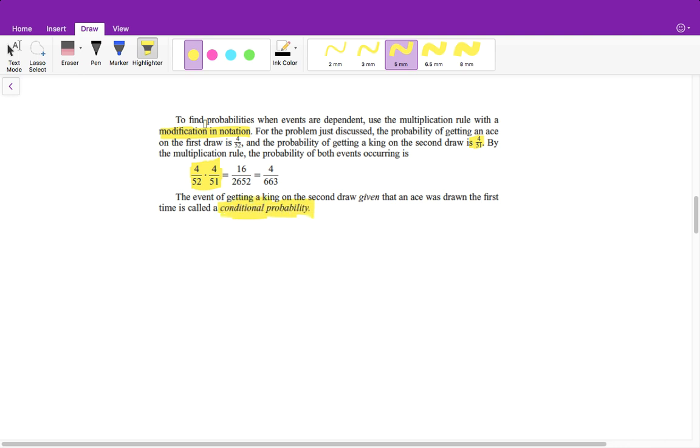When we're talking about conditional probability, we are looking for an event happening, such as a king being drawn on the second time, given, that's the key thing. So conditional means we're given that the first event took place. That's going to be in the next video, though, not this one.